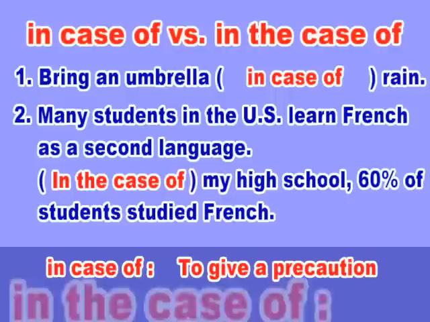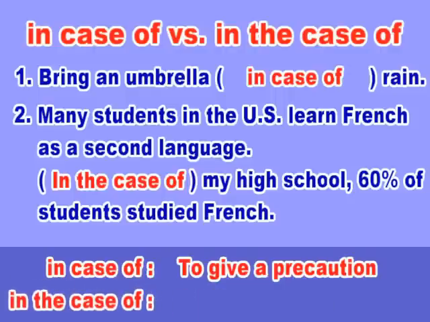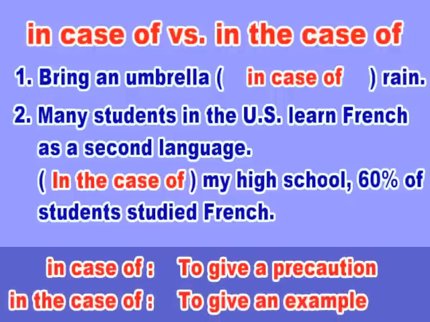But when we look at in the case of, it talks about specific examples. So in the second sentence, we were speaking in general about what many Americans study as a second language. Then I gave a specific example of my high school, so we used in the case of to show that example. So even though there's one word different, in case of a precaution, in the case of a specific example, we have to use them quite differently.